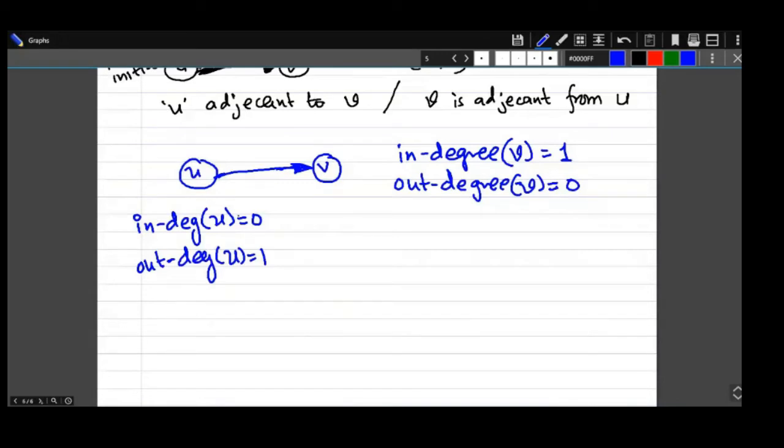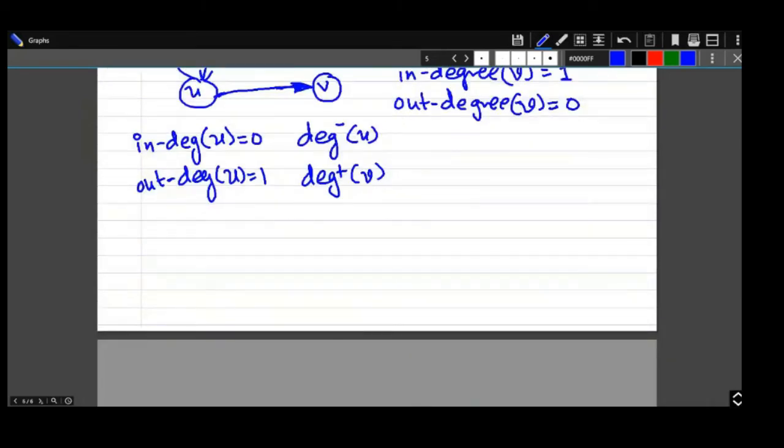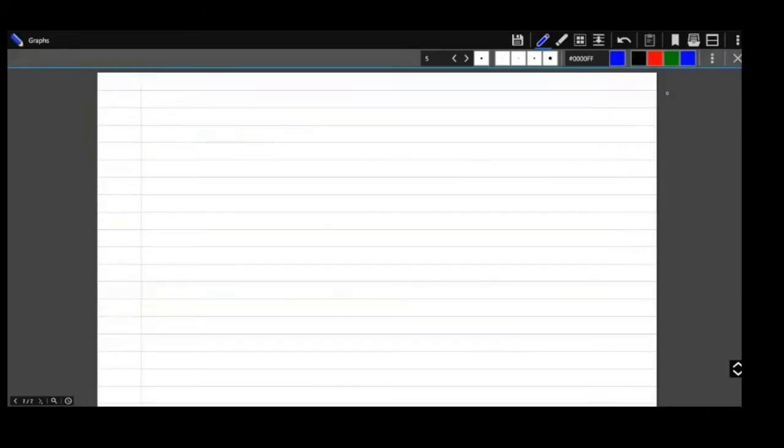Good. Sometimes in degree is called degree minus, so degree minus of v, and out degree is called degree plus of v. In some books you will have this notation. And if you have a loop, it will contribute to the in degree as well as the out degree of that particular vertex. So let us have one example of in degree and out degree, and then we'll have a better understanding.